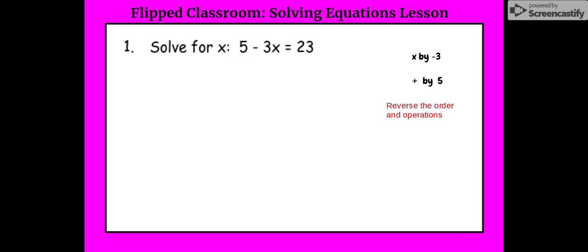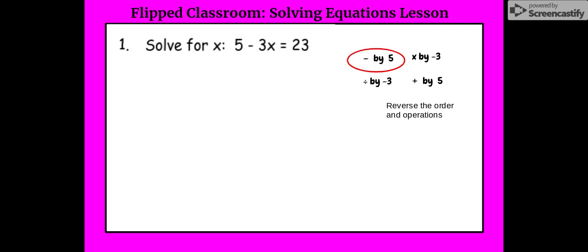Now we're going to reverse the order and the operations that we just wrote down. The opposite of adding by 5 is subtracting by 5, and the opposite of multiplying by -3 is dividing by -3. So now we have a key. The first thing we're going to do is subtract by 5 on both sides of the equal sign. So we put -5 on one side and -5 on the other. We cross it off and make sure we bring the -3x down and the equal sign down. Then in our calculator, we plug in 23 minus 5 and get 18.